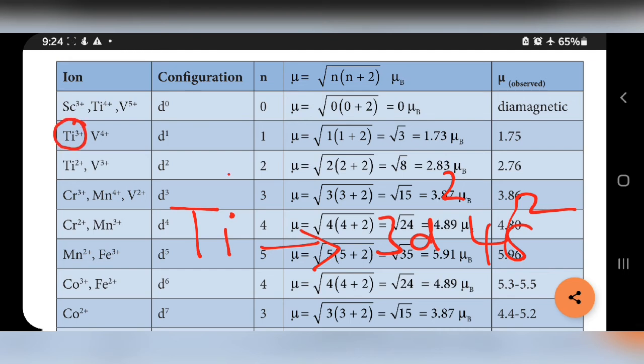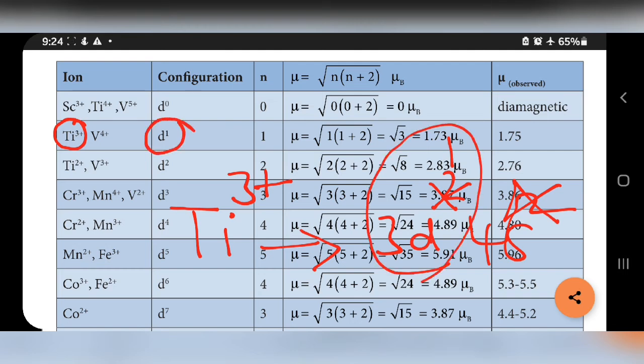Here titanium 3 plus is given, so titanium 3 plus means you have to remove 3 electrons: 2 electrons removed from the 4s orbital and 1 electron removed from the 3d orbital. Finally you are having 3d1, so the electronic configuration is d1.